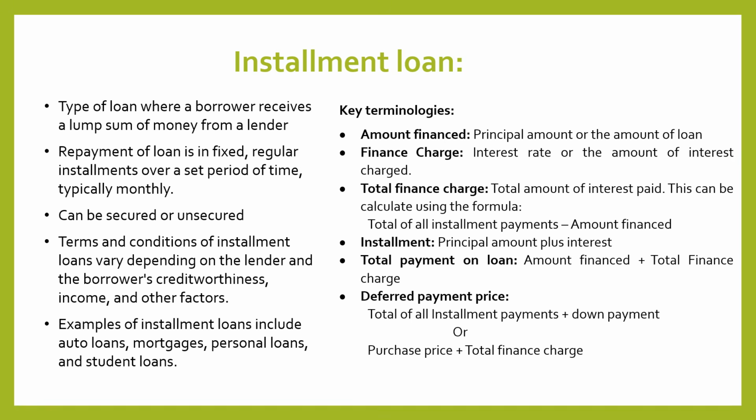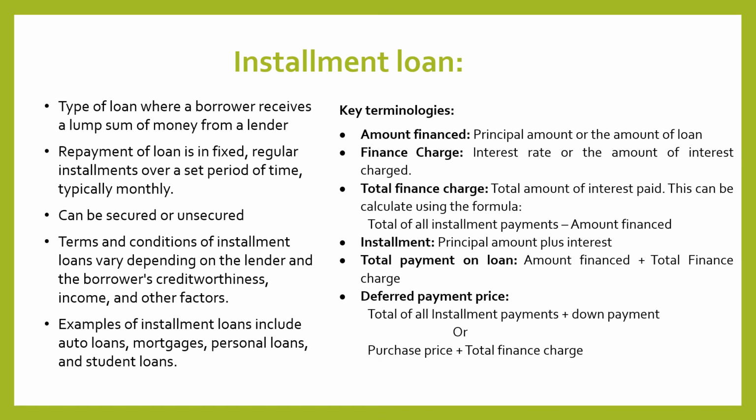The first terminology or the first formula we need to remember is amount finance. Amount finance is nothing but the principal amount or the amount of loan. The second one is the finance charge. Finance charge is the interest rate or the amount of interest which is charged on the loan. The next one is total finance charge. Total finance charge means the total amount of interest paid. This can be calculated using the formula: total of all installment payments minus amount finance.